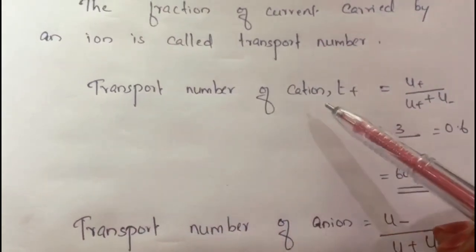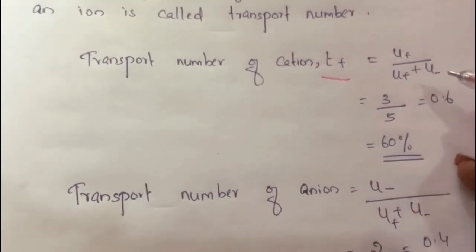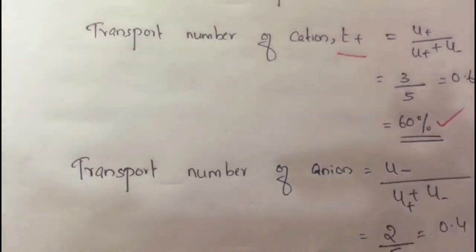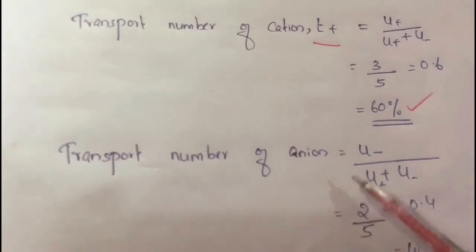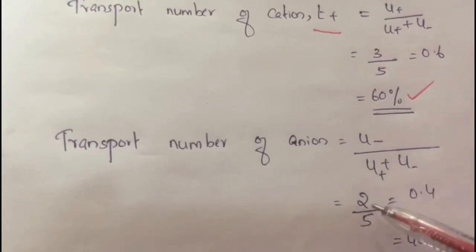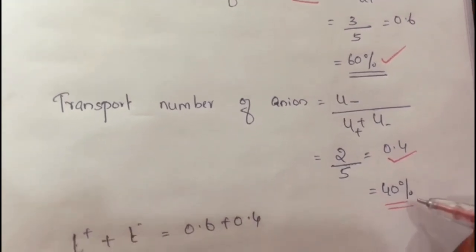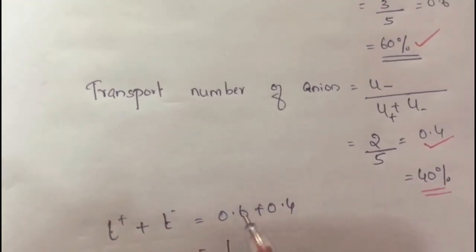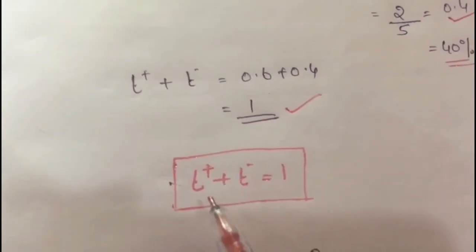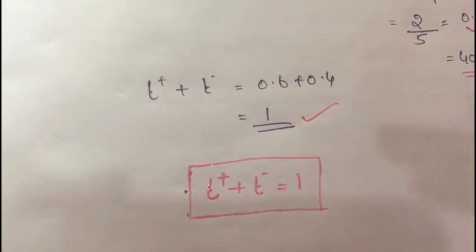The transport number of cation we can represent as T plus. T plus equals U plus by U plus plus U minus. Our U plus was 3, so 3 by 5 is 0.6, that means 60%. Now what is the transport number of anion? U minus divided by U minus plus U plus, that is 2 by 5, 0.4, that means 40%. So T plus plus T minus is 0.6 plus 0.4, which equals 1. This is an important point: the transport number of cation plus the transport number of anion will be equal to 1.